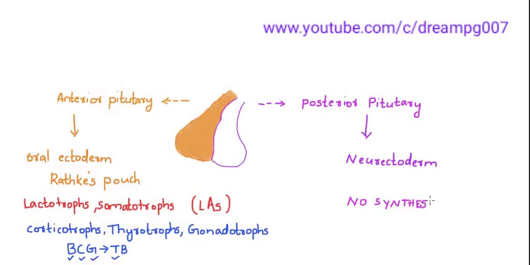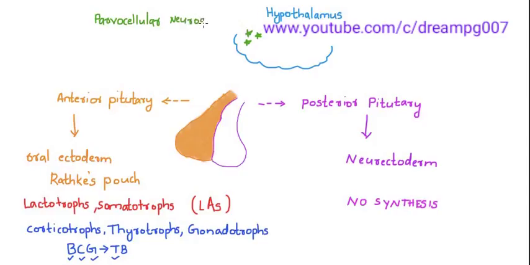Posterior pituitary as such does not synthesize any hormones. Pituitary gland is under the control of hypothalamus. In the hypothalamus, there are certain neurons called parvocellular neurosecretory neurons. This neuron is connected to anterior pituitary by the hypothalamo-hypophyseal tract, and the anterior pituitary is under the control of these parvocellular neurosecretory neurons in the hypothalamus.